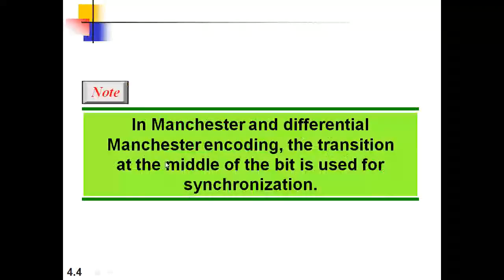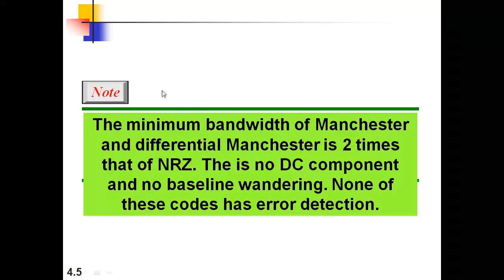In Manchester and differential Manchester encoding, the transition at the middle of the bit is used for synchronization. You can observe here that to achieve proper synchronization, the transition takes place in the middle of the bit. The minimum bandwidth of Manchester and differential Manchester is 2 times that of NRZ, so more bandwidth is required. There is no DC component and no baseline wandering. We already discussed what the DC component and baseline wandering are. None of these codes has error detection capability.